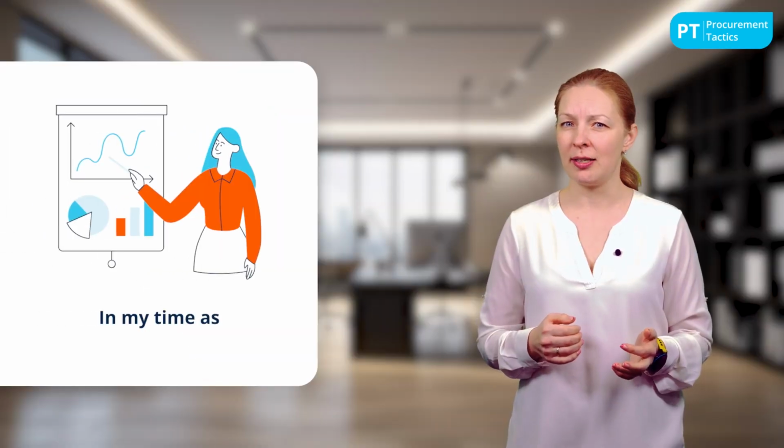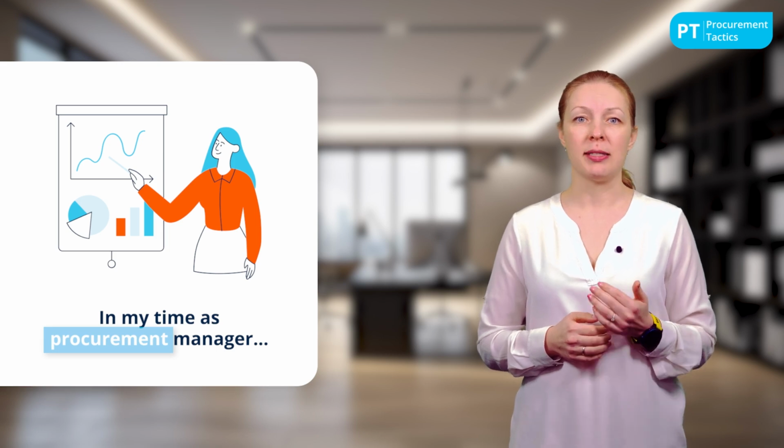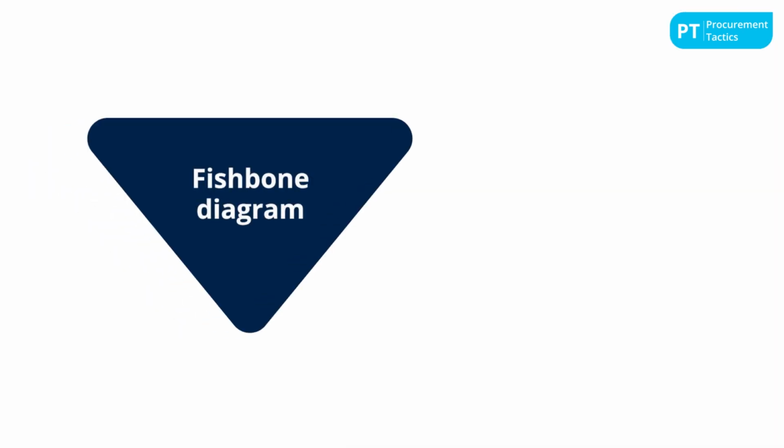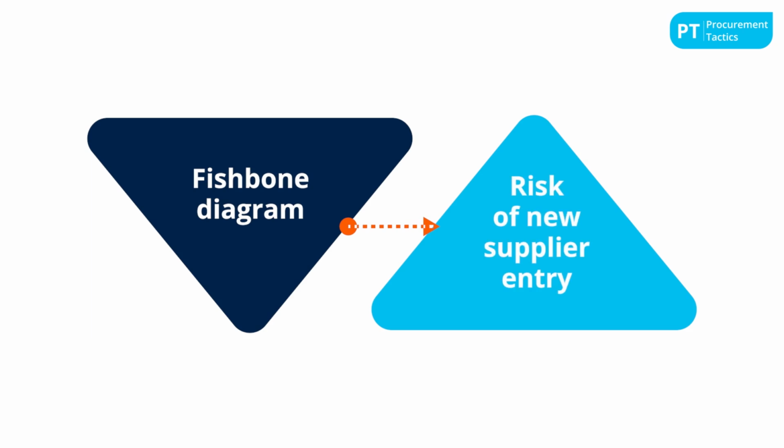To give you a personal example, I encountered a situation where I needed to expand my supplier base within my category, and I wanted to understand what risks could arise and how to mitigate them. I used the Fishbone diagram to input my problem, which in this case was risk of new supplier entry. Then I listed areas related to the supplier entry process: financial stability, ownership and beneficiaries, service level, capability and capacity, etc.